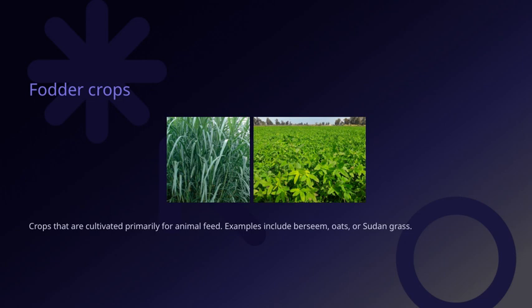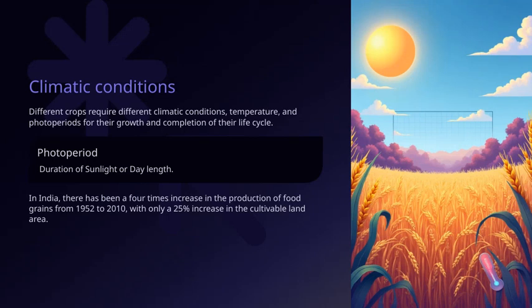Throughout our discussion on sustainable farming practices, understanding fodder crops highlights how diverse crop choices can support not just crop production, but also livestock needs. By integrating these crops effectively, farmers can create a more balanced and resilient agricultural system. Let's talk about climatic conditions and how they influence crop growth.